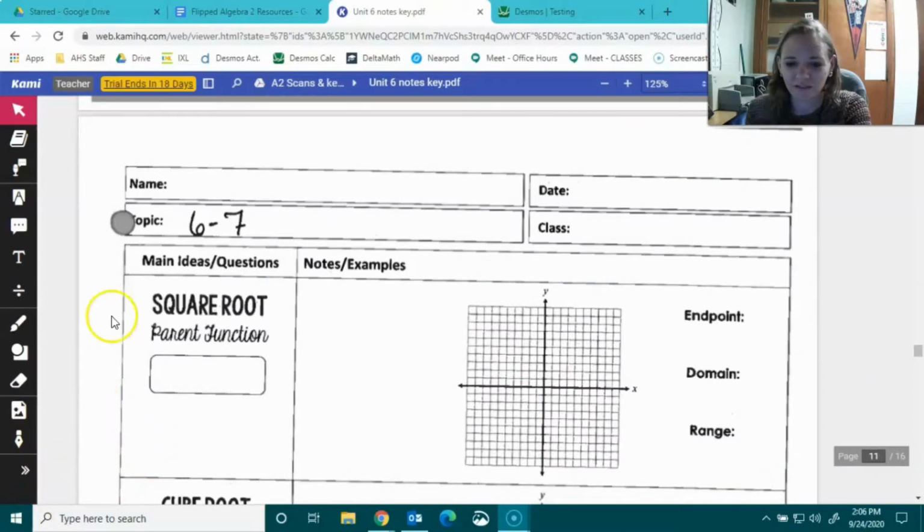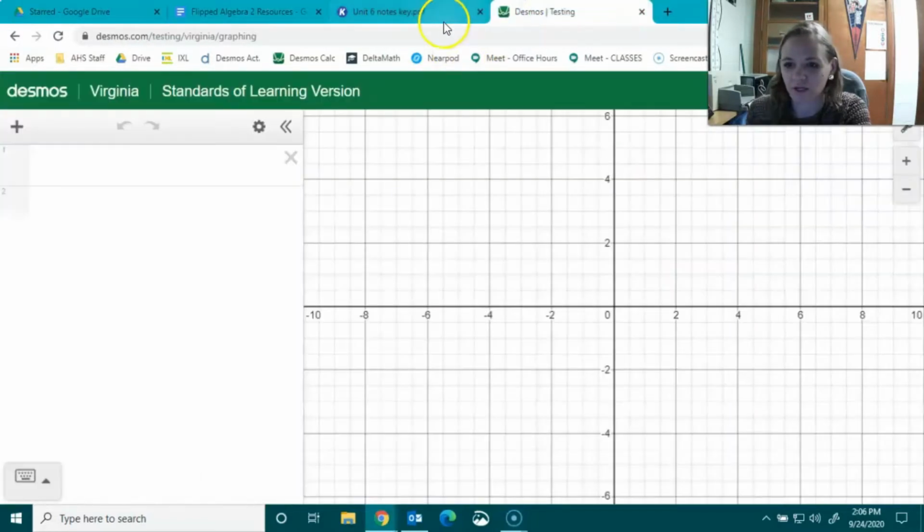Hey guys, so get out your notes, 6-7, radicals and square roots. I'll give you a second to get ready. Desmos, go ahead and open up Desmos. We're going to do this together. I'm here for you, I'm here to help you.